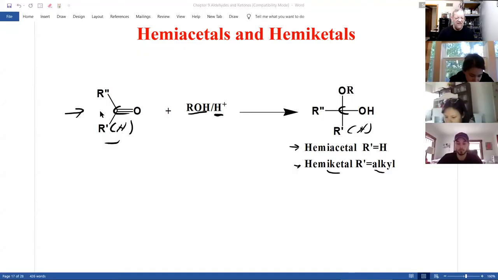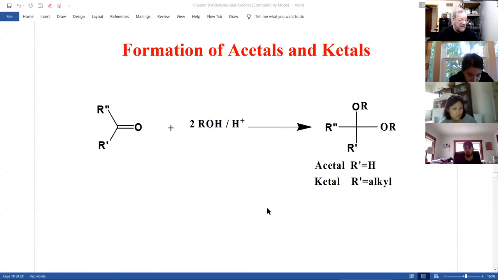All right, let's continue on. Now, if you take an aldehyde or ketone reacted with an alcohol and an acid catalyst, you'll form a hemiacetal or hemiketal. Think of the word hemi as half. Like if you got a hemi in your car, well, you'll have a fast car. But anyways, let's move on. What happens if instead of one mole of alcohol, you use two? It turns out the hemiacetal or hemiketal further reacts to form an acetal or ketal.